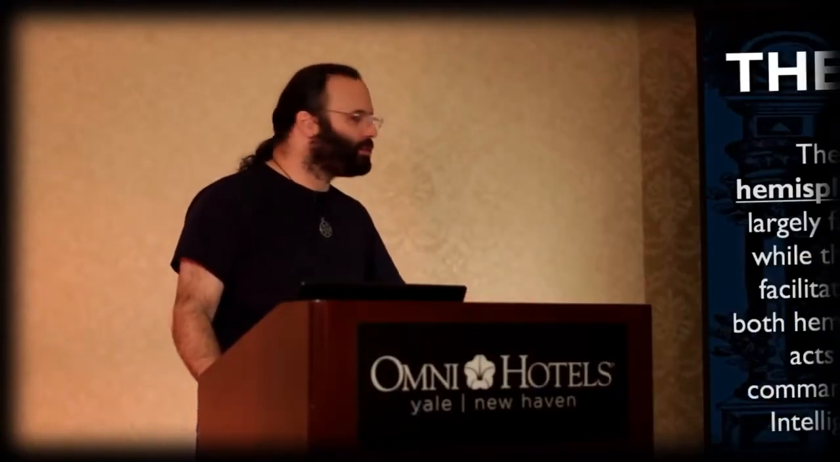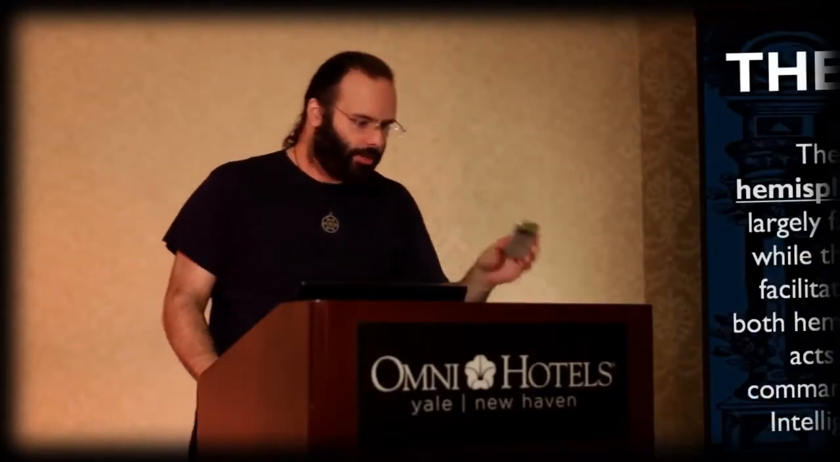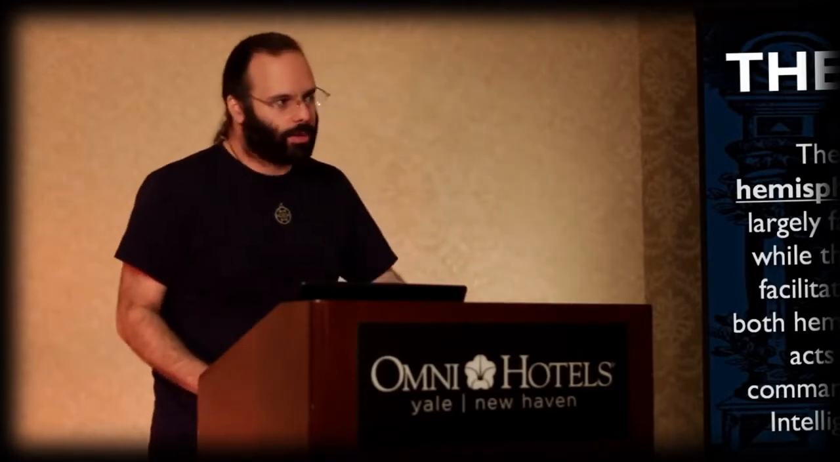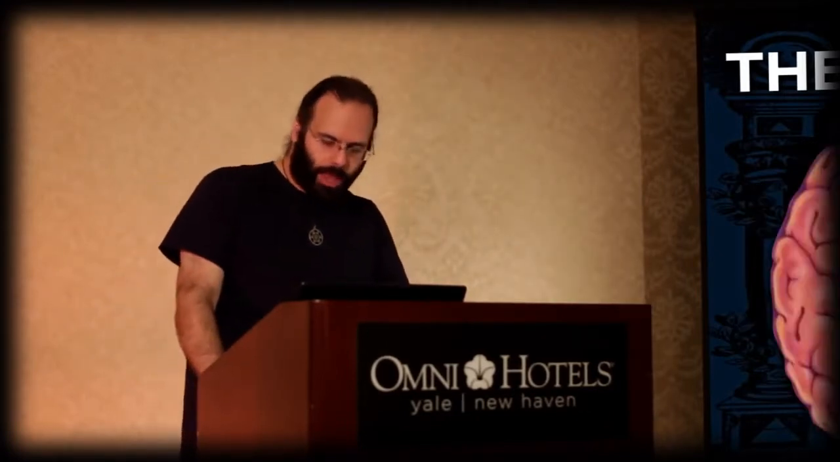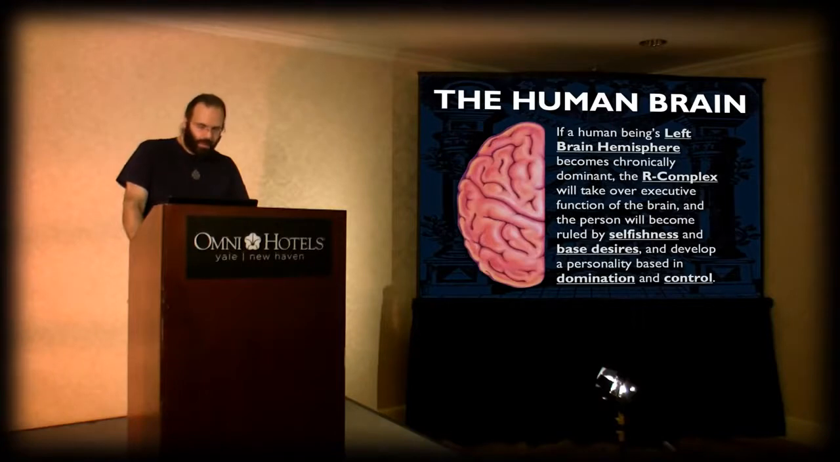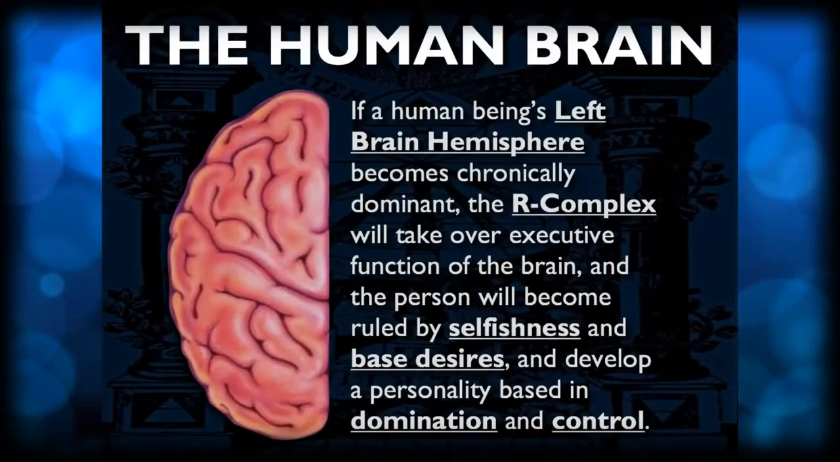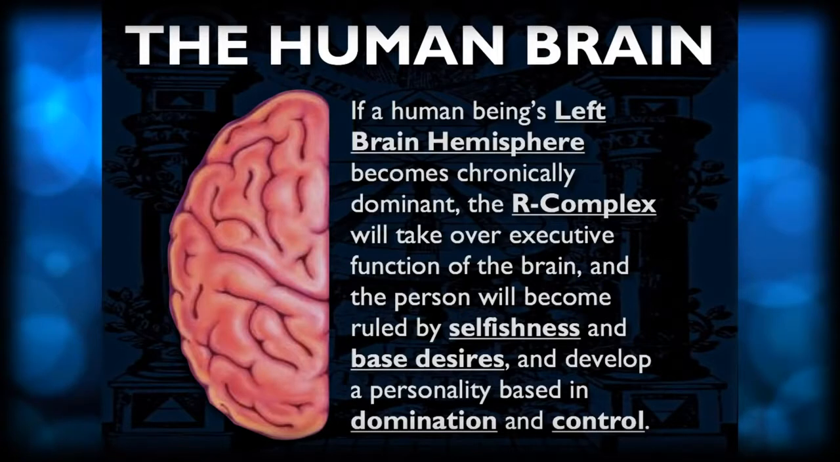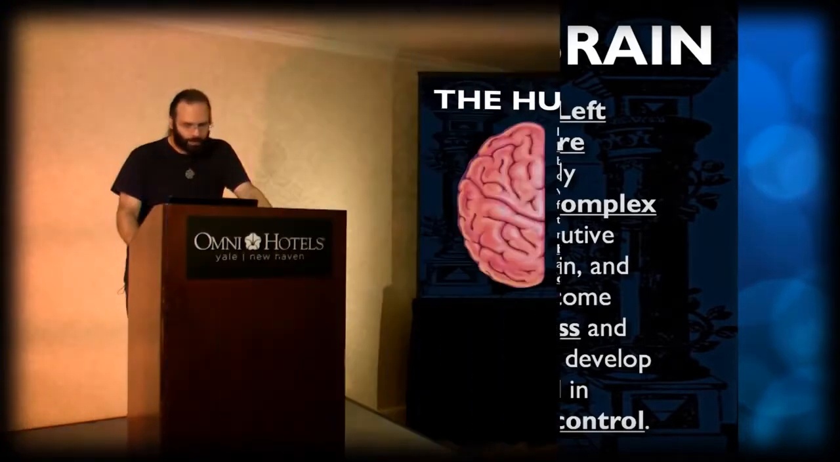And most people in our society are not in holistic intelligence. They're in one form of brain imbalance or the other. So let's look at how this manifests. If a human brain's left brain hemisphere becomes chronically dominant, the R complex will take over executive function of the brain, and the person will become ruled by selfishness and base desires. And they will develop a personality that is based in domination and control.